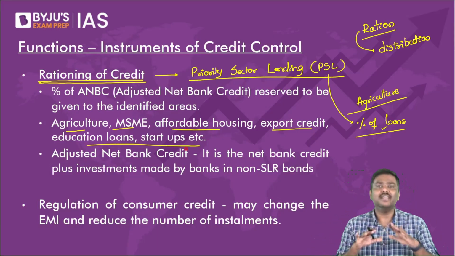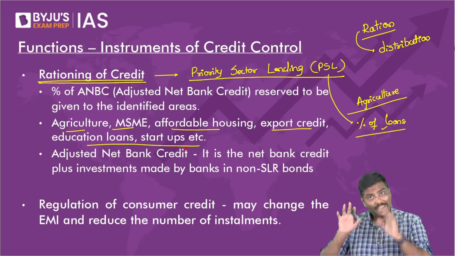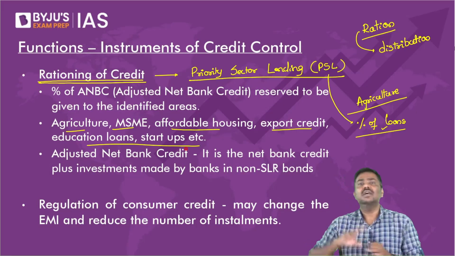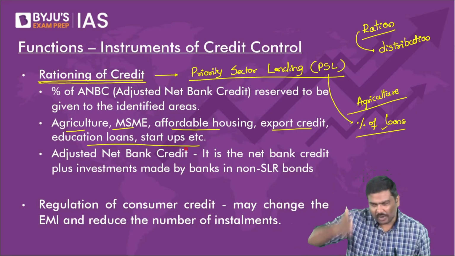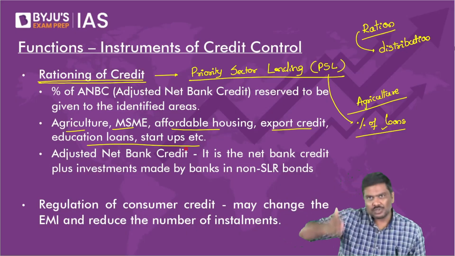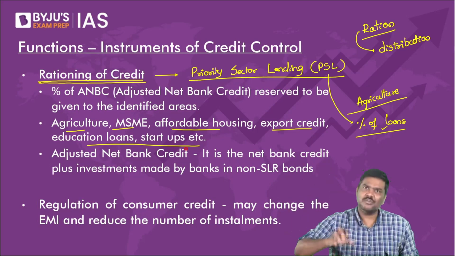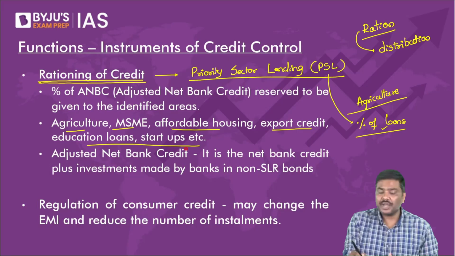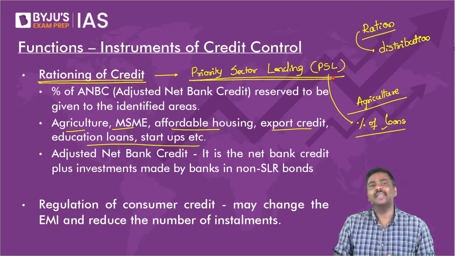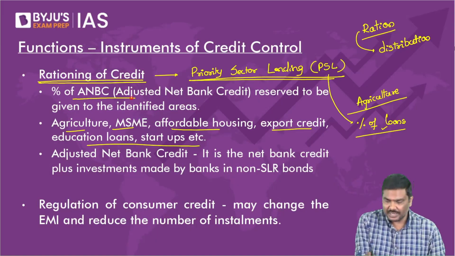Startups, renewable energy, weaker sections of the society, etc. Totally 8 areas are covered under this. And the banks will have to ensure that in that year, whatever loans they have given, up to a certain percentage, they will have to provide for these areas only. And this tool is called Priority Sector Lending, PSL.